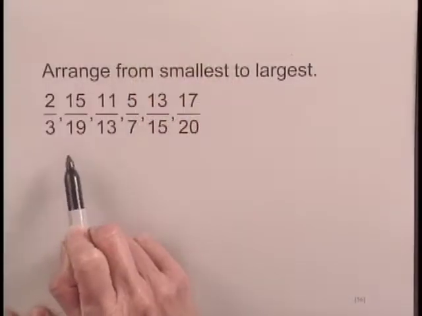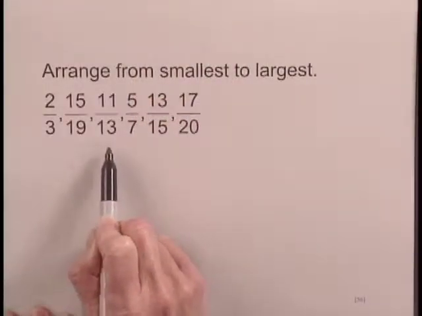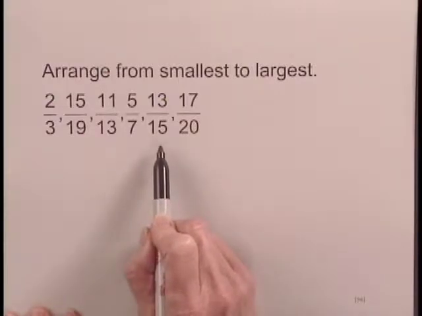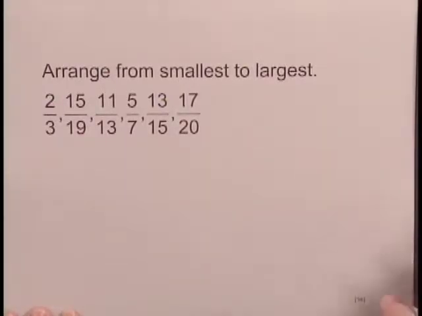We're going to arrange these 6 fractions from smallest to largest. We have 2/3, 15 over 19, 11 over 13, 5 over 7, 13 over 15, and 17 over 20.